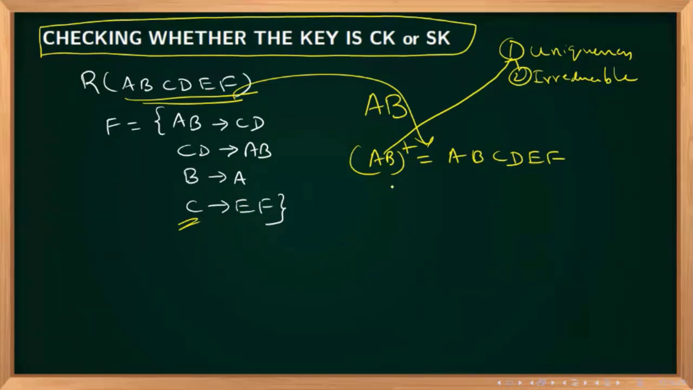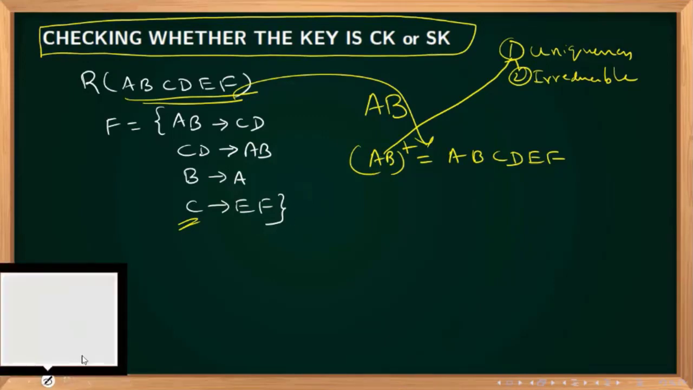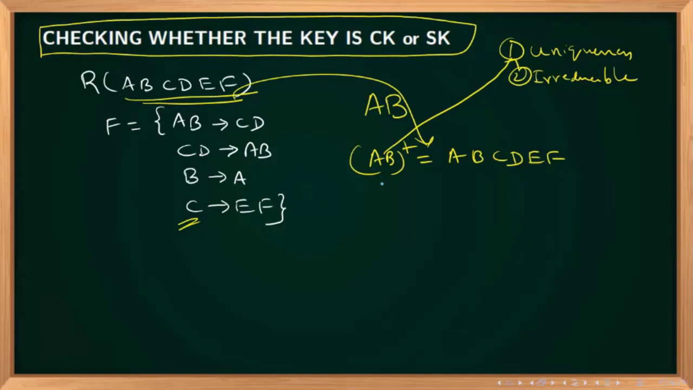Now the question is whether it is a super key or a candidate key. Now I have to check for candidate key. There are two ways you can do it. What is the first way? You just remove one attribute and check whether it is reducible. Remove A, take the closure of B and check whether I am getting everything or not. Remove B and check the A closure, whether I am getting everything or not. This is one way.